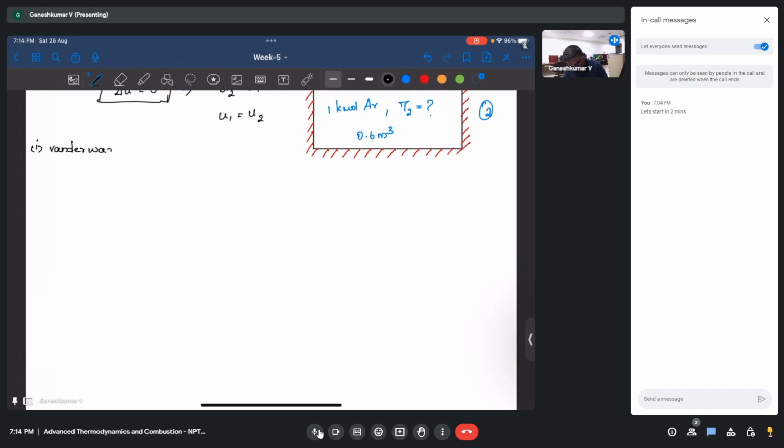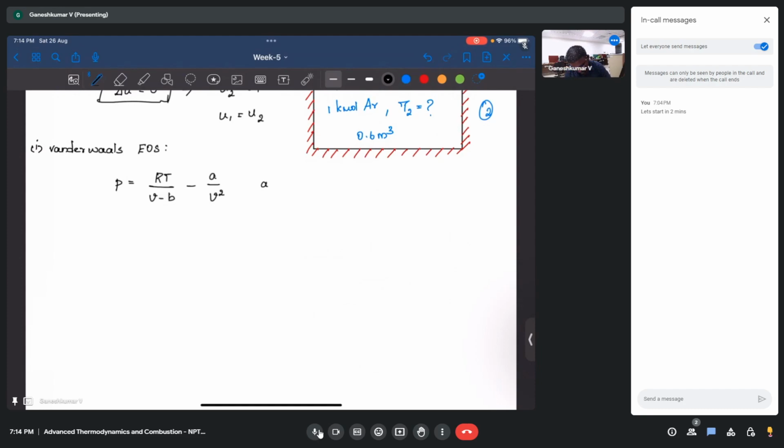I think there will be a van der Waals equation of state. So how does the van der Waals equation of state look? It will be something like pressure is equal to RT by V minus B minus A by V square. So B and A here are constants. Let me just write that down also.